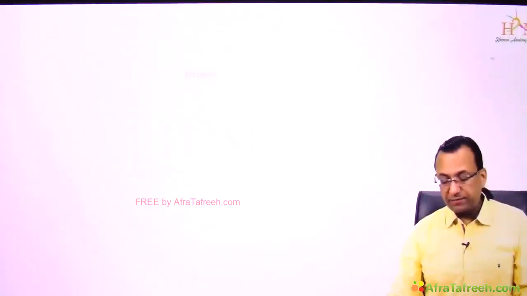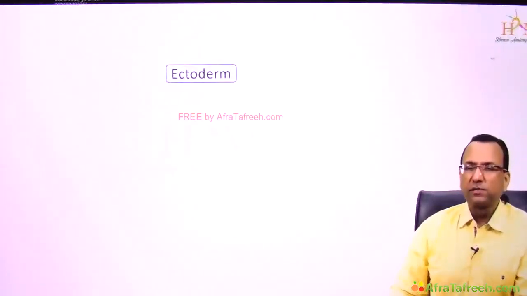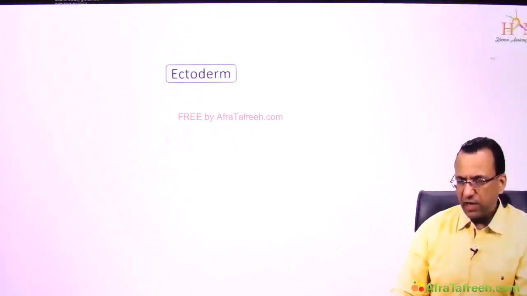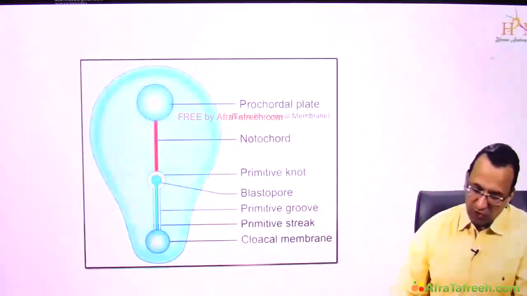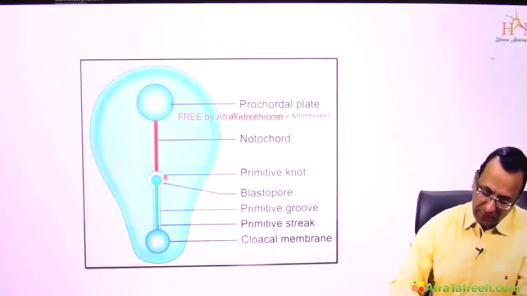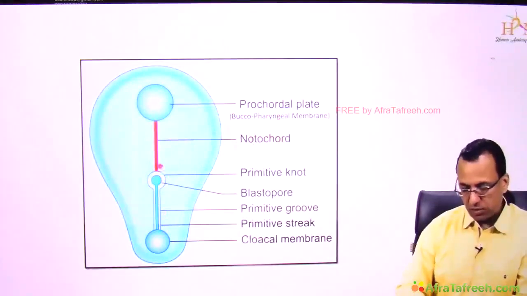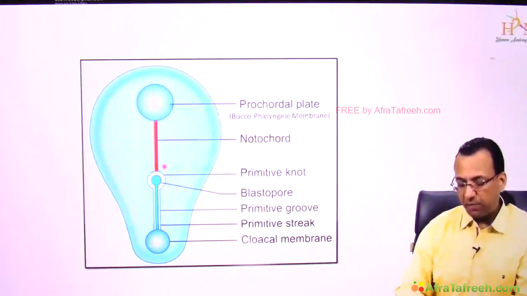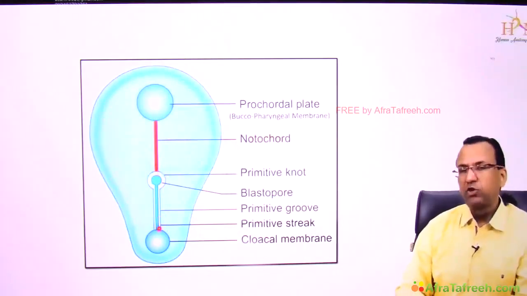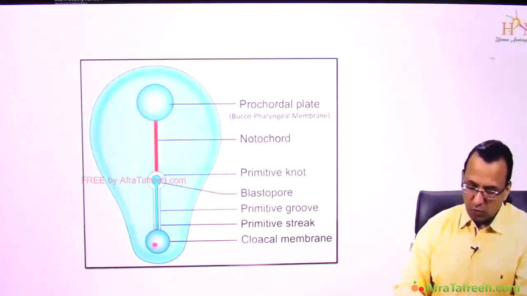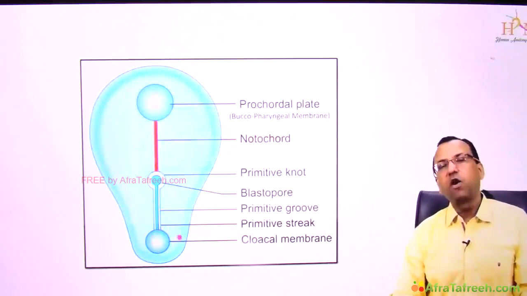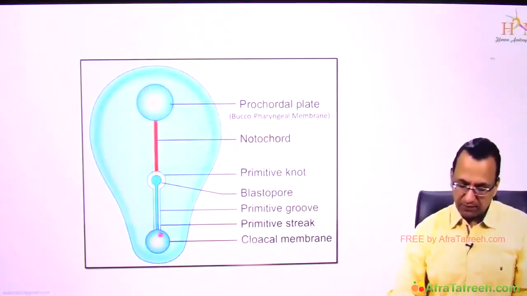So what about the ectoderm? I'm taking a transverse section just like we have seen here and drawing a diagram. As you draw this diagram, you'll find that we have already discussed a primitive streak forming the three germ layers. That could be ectoderm, mesoderm, endoderm. So where does it appear? It appears toward the caudal end and moves towards the cephalic end.